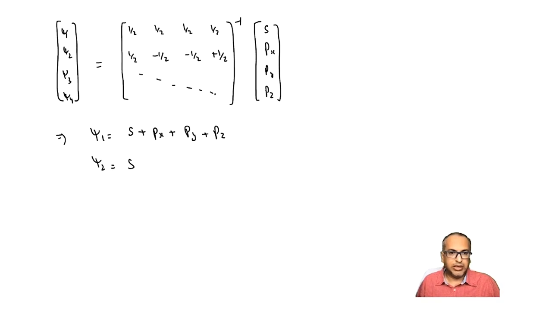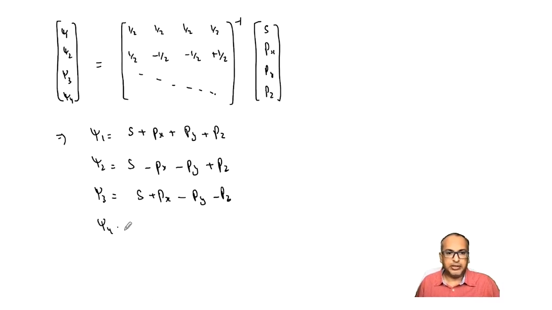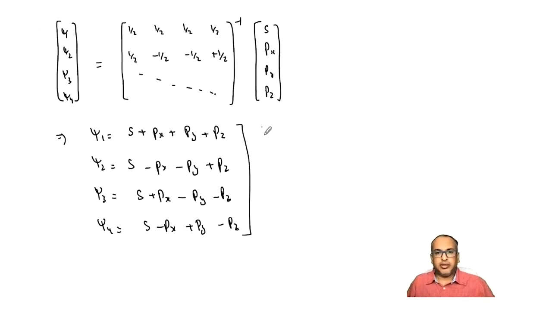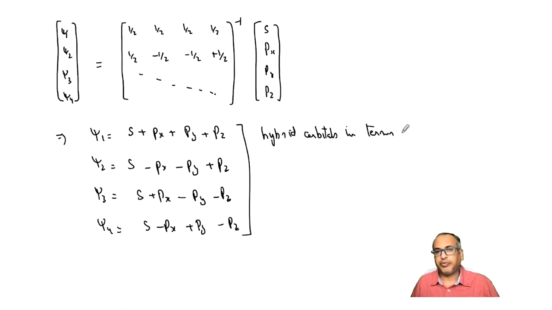Psi 2 is S minus Px minus Py plus Pz. Psi 3 is S plus Px minus Py minus Pz. Psi 4 is S minus Px plus Py minus Pz, right? So now you have expressed hybrid orbitals, which you assumed to start with that they exist, in terms of atomic orbitals, right? Now you know the symmetry of these orbitals.